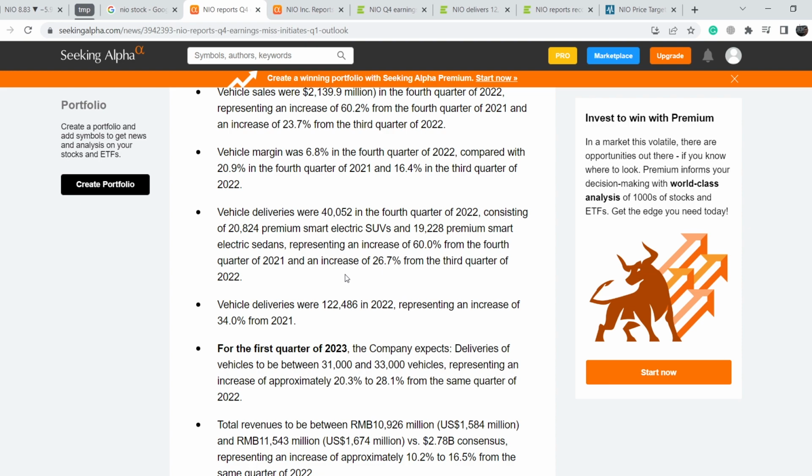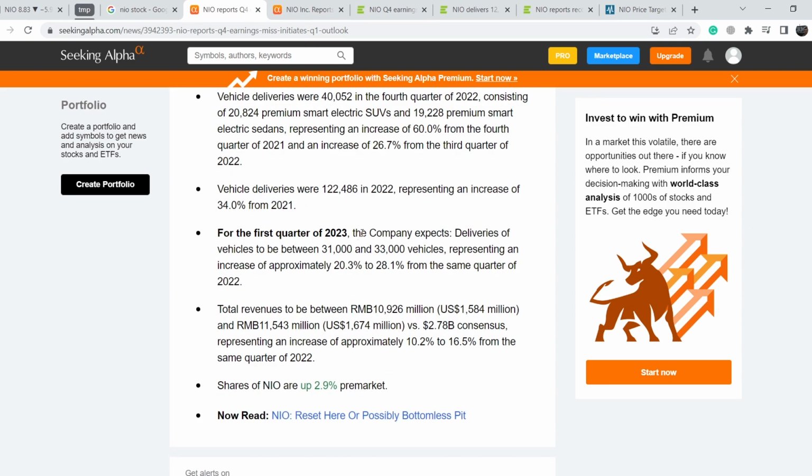So, and let me show you their guidance. For the first quarter of 2023, the company expects deliveries of vehicles to be between 31,000 and 33,000 vehicles, representing an increase of approximately 20.3% to 28.1% from the same quarter of 2022. Total revenues to be between $1.584 billion and $1.674 billion versus $2.78 billion consensus, representing an increase of approximately 10.2% to 16.5% from the same quarter of 2022.